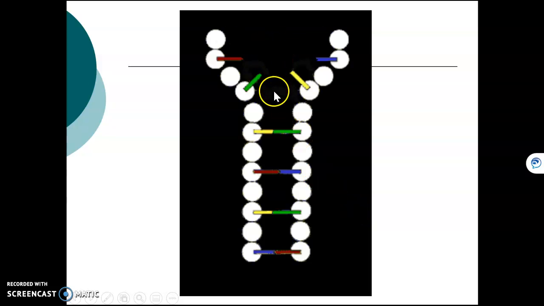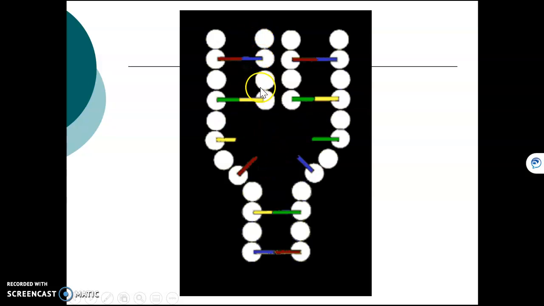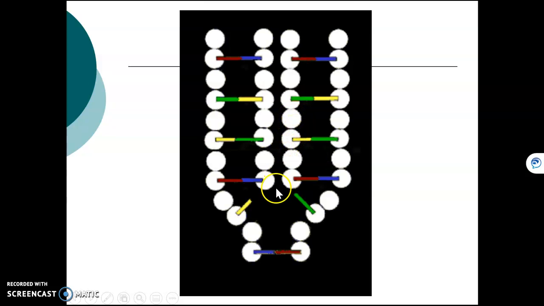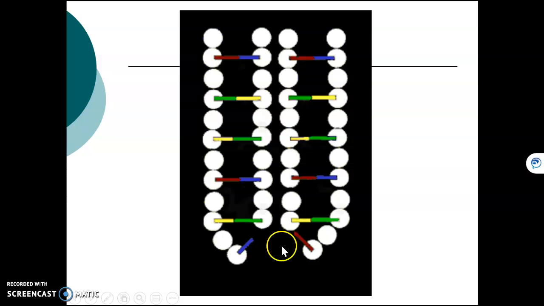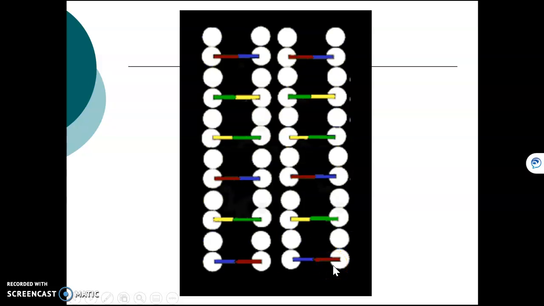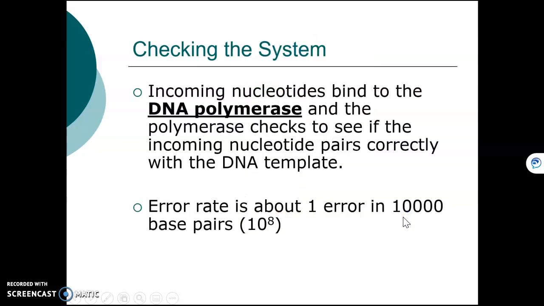That would be helicase. They would be breaking the hydrogen bonds. The replication fork is here. These are the new nucleotides attaching on either side by DNA polymerase, and that will continue the whole way down the strand until you have two strands, both half old and half new, or semi-conservative.